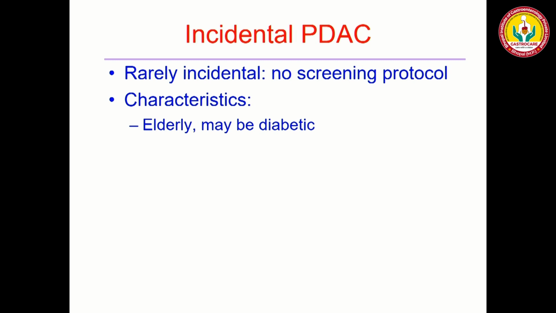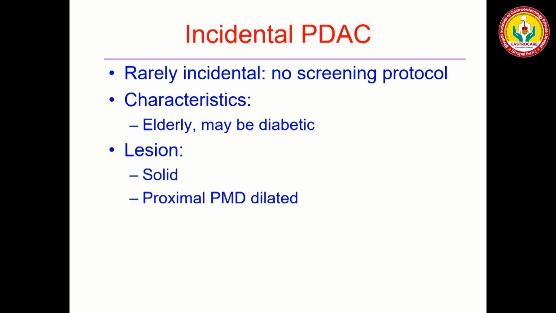Coming to the incidental pancreatic ductal adenocarcinoma, it is rarely incidental because nowhere in the world is there a screening protocol, so it is very difficult to pick up small incidental pancreatic ductal adenocarcinoma. By the time they are picked up, most are symptomatic. Their characteristics are that the patient is usually elderly, beyond the age of 60 years, and maybe diabetic. The lesion is solid, and the characteristic finding here is that the duct upstream is dilated.